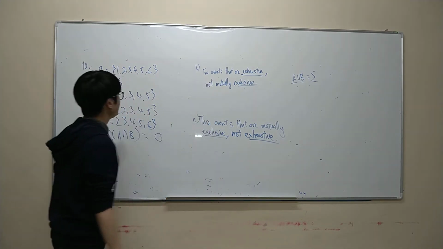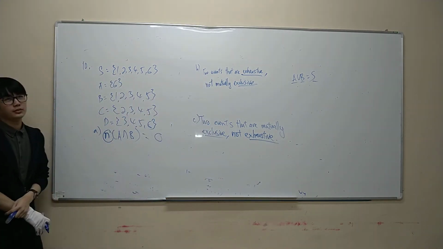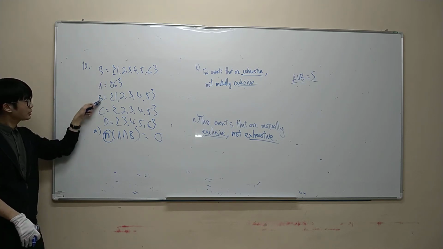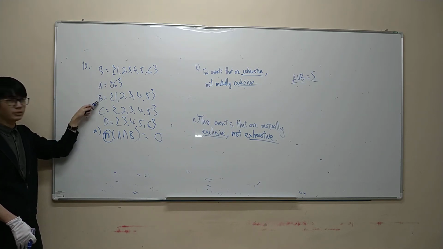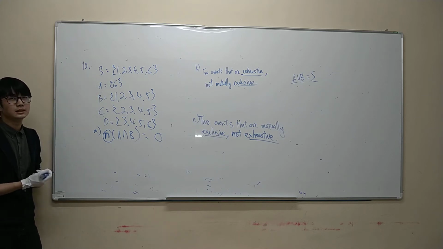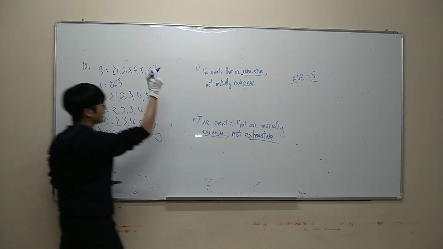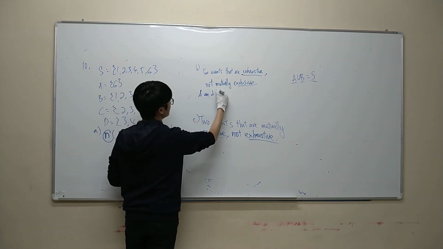So A and B. Can you tell me, are A and B exhaustive? Is A union B the sample space? If you take A gabung with B, do you get the sample space? Yes. Because A gabung B is 1, 2, 3, 4, 5 and 6. So A and B, yes, they are exhaustive.